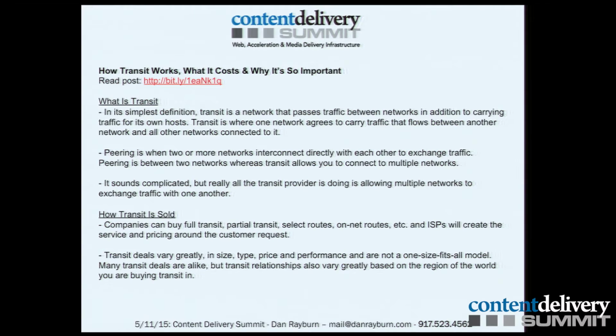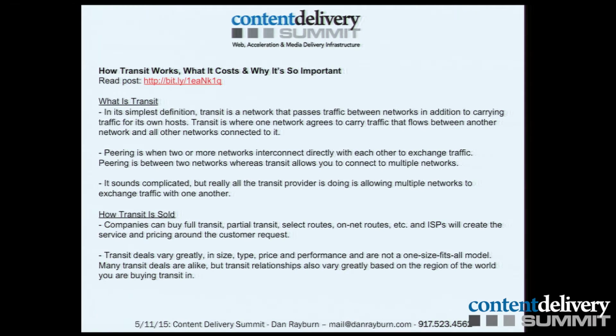That is not transit. Netflix actually is using less transit by going directly to Comcast and other ISPs. So transit basically means that you will agree to share traffic amongst a whole host of networks, whereas peering is 2 networks going directly together. As far as how transit is sold, there's a lot of different variables to transit in terms of how it's bundled. So you have full transit, partial transit, select routes. The main thing to take away from this is that ISPs and those who sell transit will basically create a package based on what the customer actually needs.